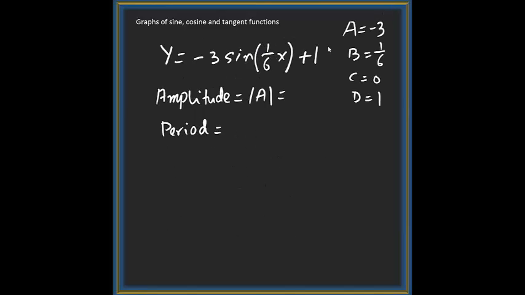In this example, we collect our A, B, C, D values. A is -3, B is 1 over 6, C is absent here, so C is 0, and D equals 1. So then we can say the amplitude of this graph will be 3. And then the period will be 2 pi over B. So you get 2 pi over 1 over 6, that gives me 12 pi. That's the period.